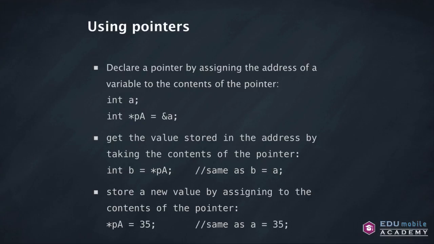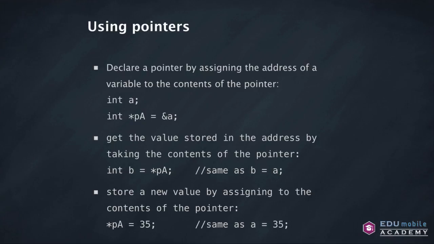We can store a new value into a variable by using its pointer. So we can store a new value by assigning to the contents of the pointer. Contents of PA is 35. That's the same as saying A equals 35. However, if we've done all this stuff so far, it is not the same as saying B equals 35. B stays whatever it was before we reassigned PA, or contents of PA, or indeed A.